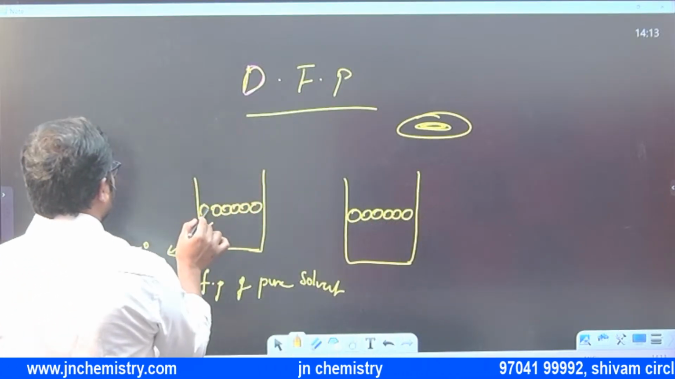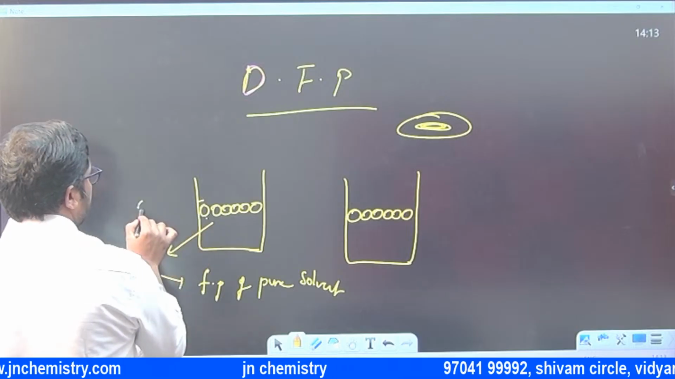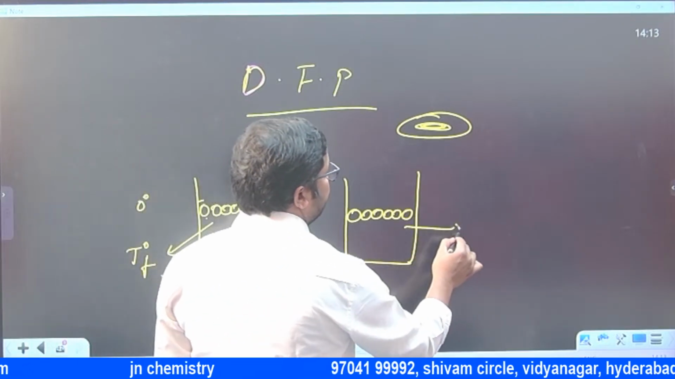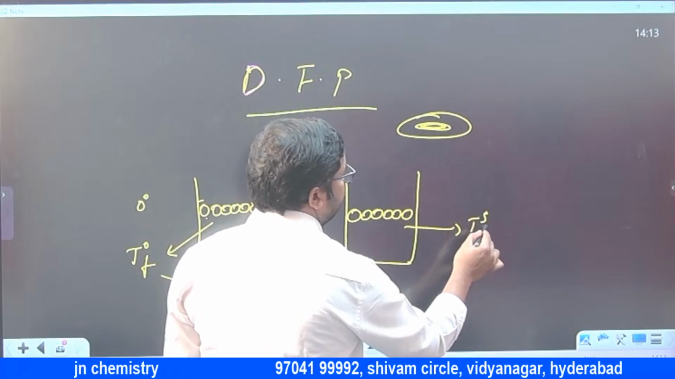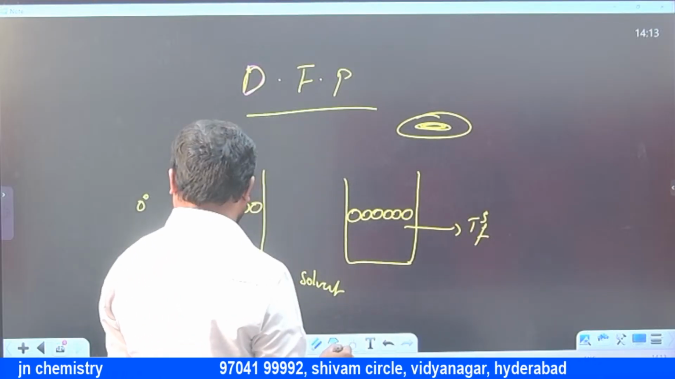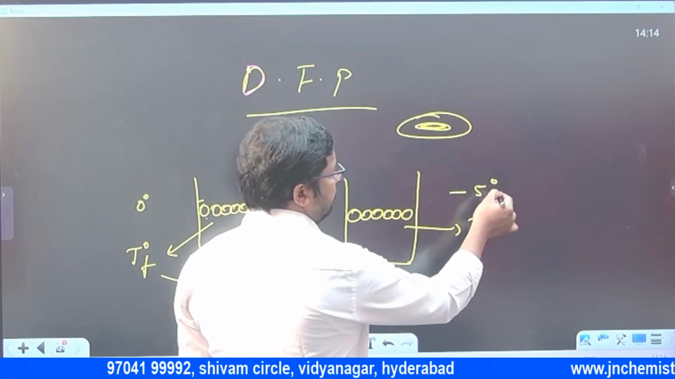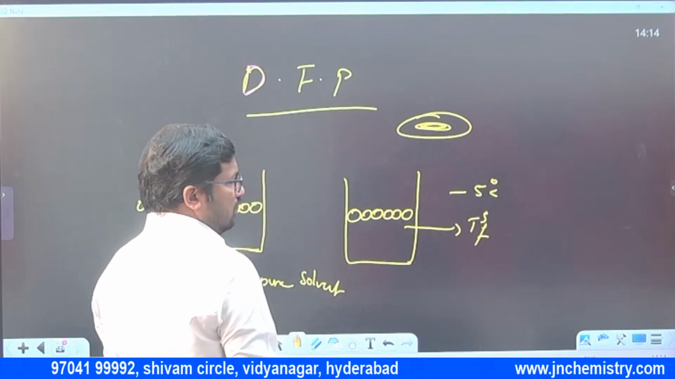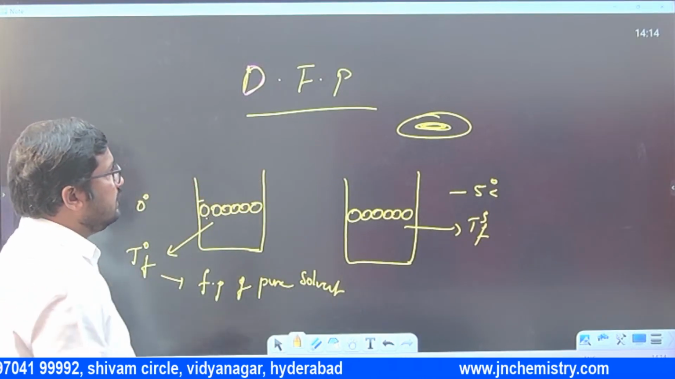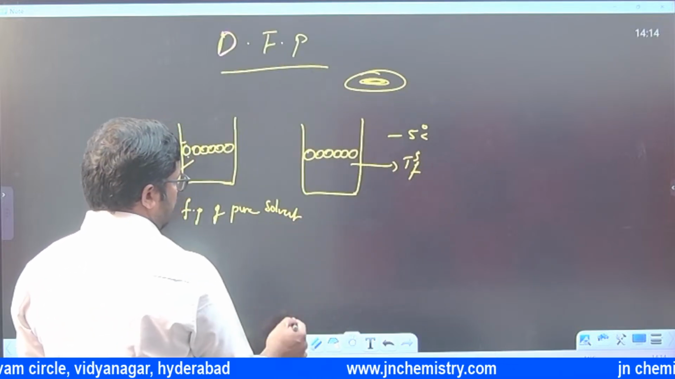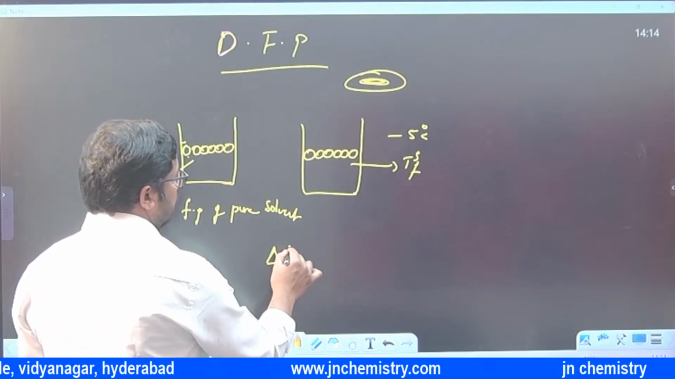Imagine this is 0 degree centigrade freezing point. When we are adding the non-volatile solute, what happens? Its freezing point TSF, so minus 5 or minus something, right? What is depression in the freezing point? Delta TF.